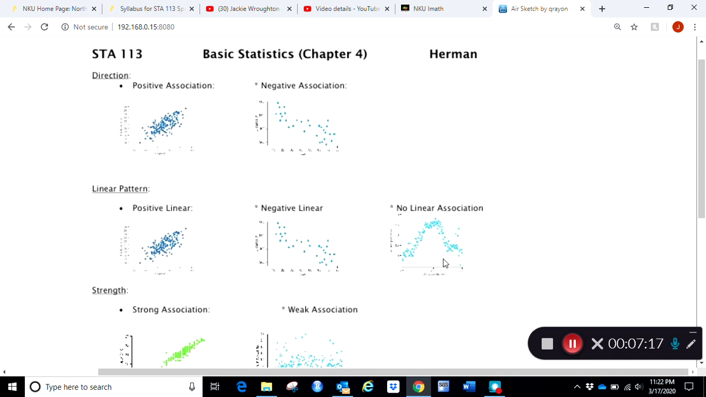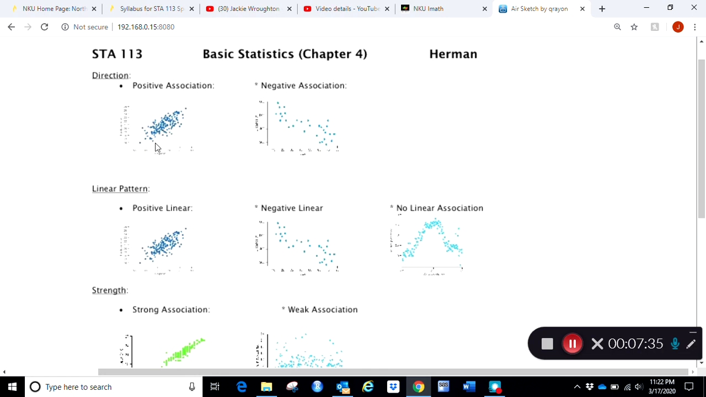Now please notice with this graph though, there is definitely a pattern with my data. It's just not a linear pattern. We are only going to talk about how to deal with ones that are linear, so we will not end up dealing with this kind of plot in our class.